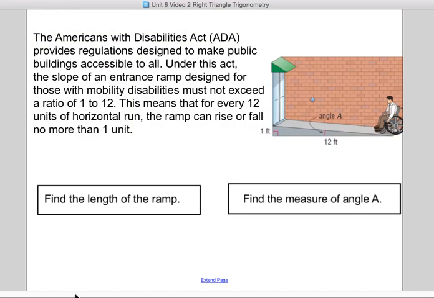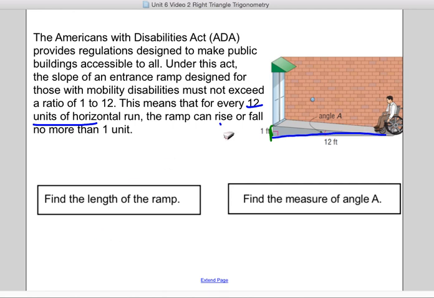The Americans with Disabilities Act provides regulations designed to make public buildings accessible to all. Under this act, the slope of an entrance ramp designed for those with mobile disabilities must not exceed a ratio of 1 to 12. This means that for every 12 units of horizontal run, which you can see in the picture, the ramp can rise or fall no more than 1 unit.